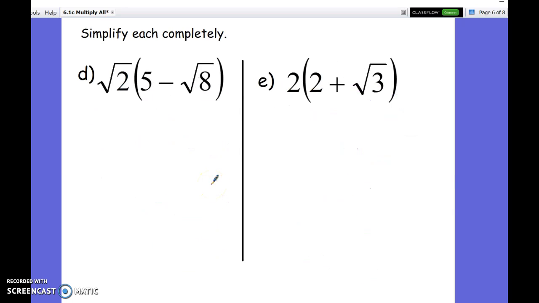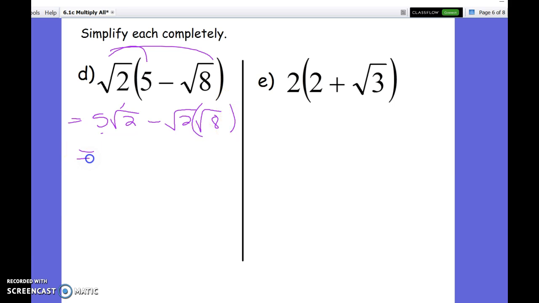Well, letter D, we need to use the distributive property. So we have the square root of 2 times 5 minus the square root of 8. So let's go ahead and distribute that square root of 2. Well, square root of 2 times 5 is 5 square roots of 2. You always want to put your whole number out in front before your radical. Then we want to take the square root of 2 and multiply it by the square root of 8.